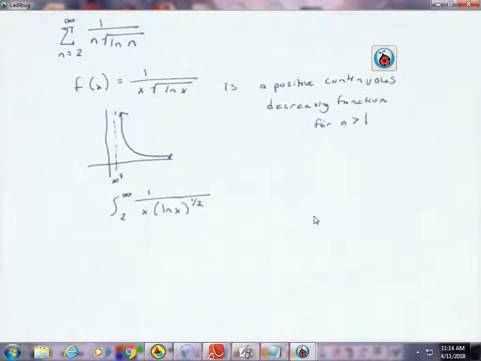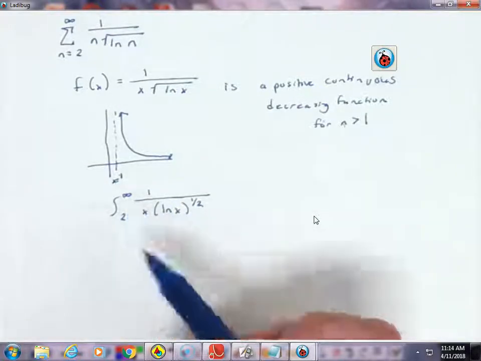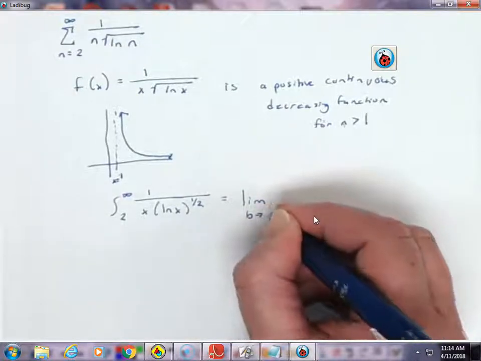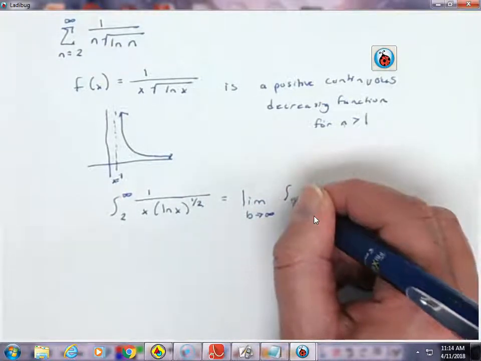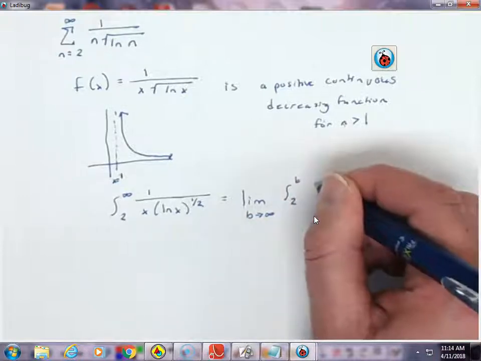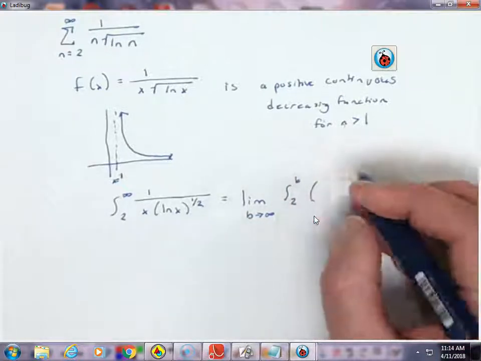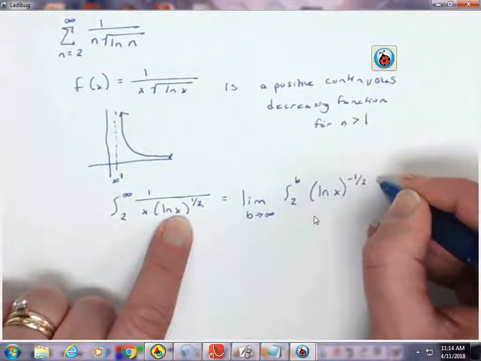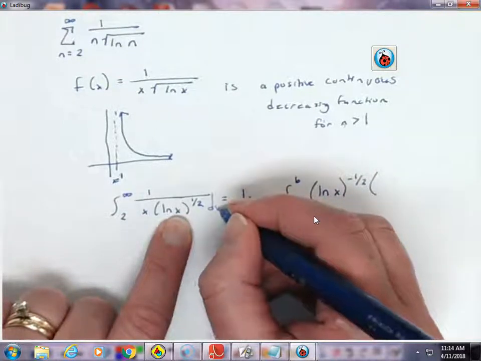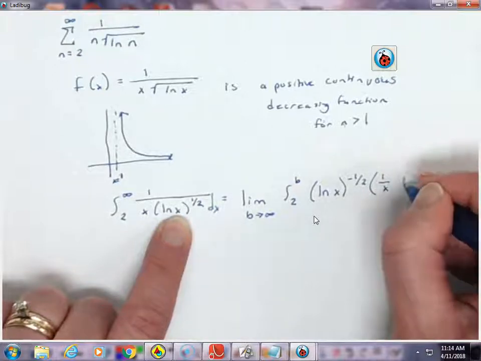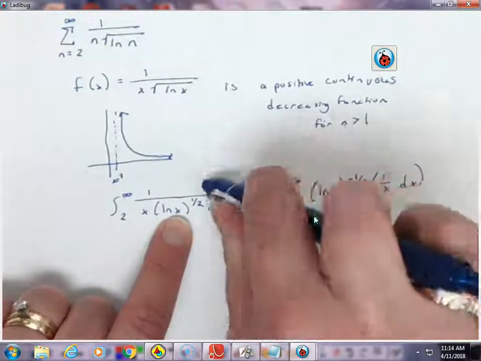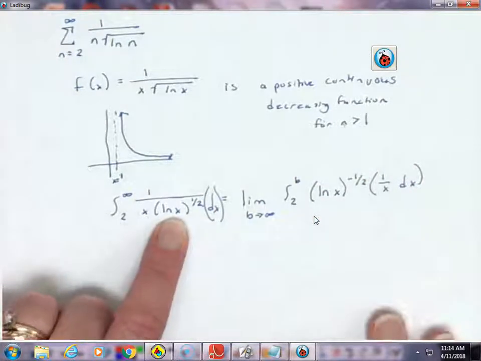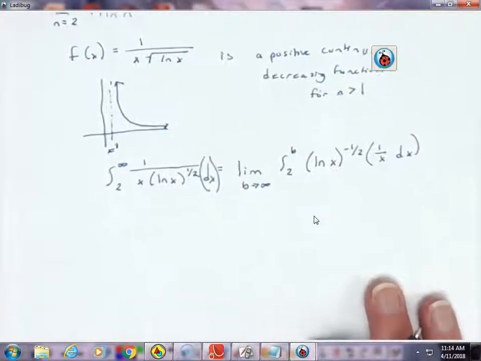Okay. Now one thing you have to know right off, you've got an infinite limit, so you're going to have to change this to the limit as b approaches infinity of the integral from 2 to b. And while I'm at it, I'm going to bring this guy up, make it to the -1/2. Oh, I lost a dx over here, times 1 over x dx. All right. And so that's going to be what I'm trying to find.